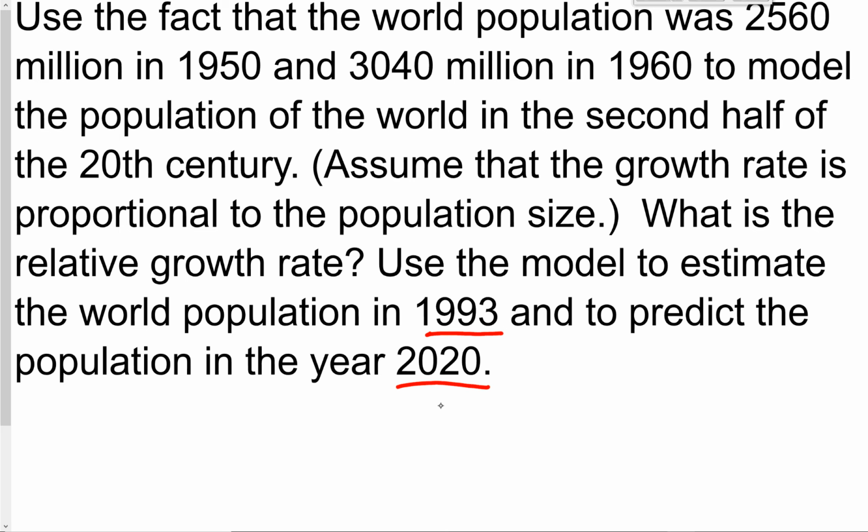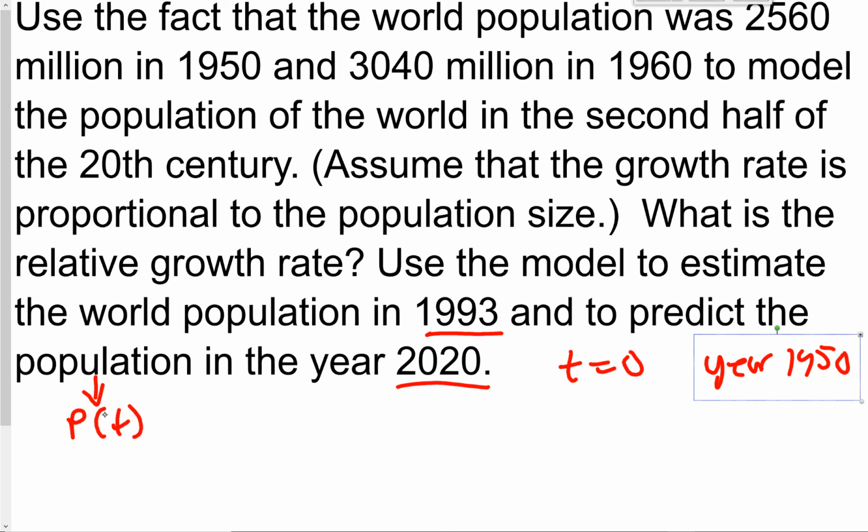All right, so as we look at this, we want to measure the time in years. So we're going to let t equal 0 represent the year 1950. And then we want to measure the population, so we can let the population be P of t, the population at a certain time. We're going to let that be in the millions. So the population at time 0, which means in 1950, is 2560.